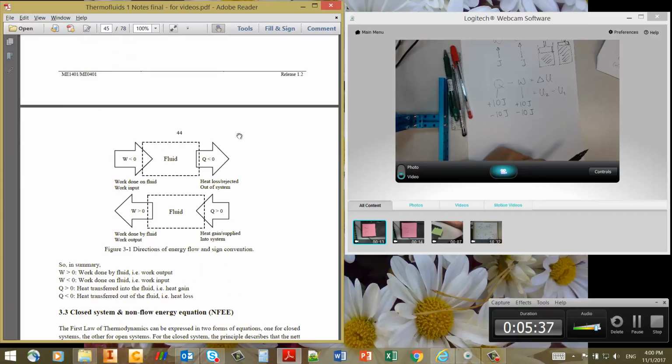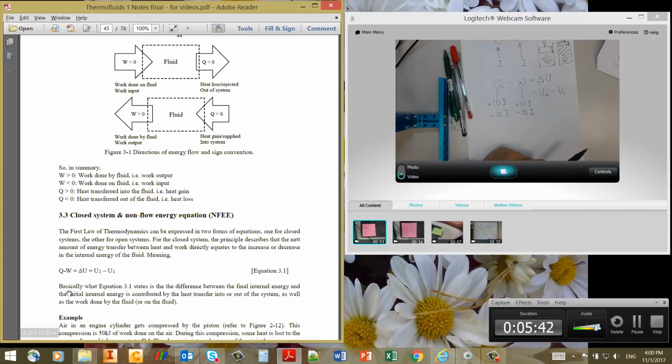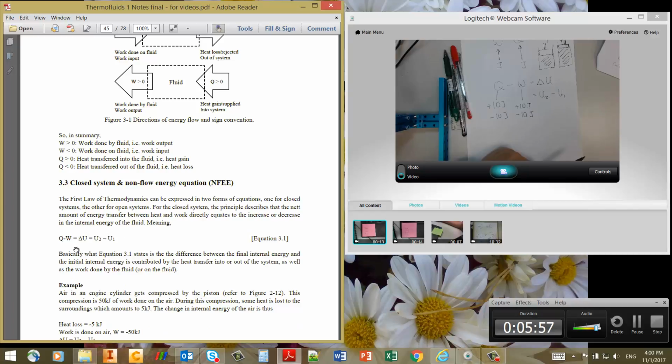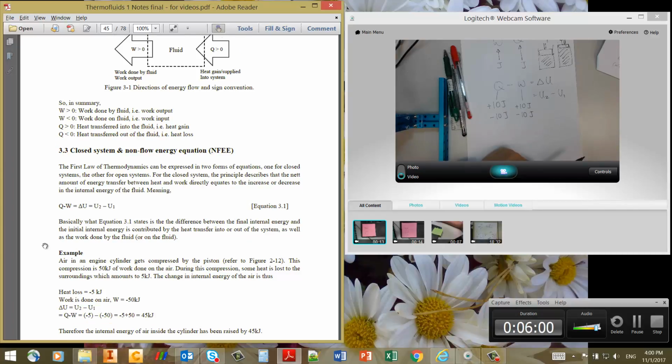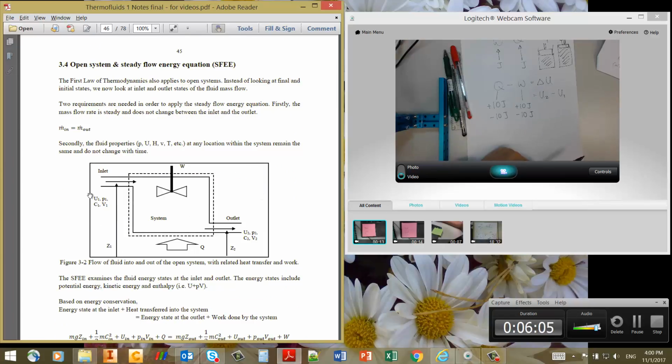It is shown here in the notes. This here, equation 3.1, is your Q minus W equals delta U. This is the non-flow energy equation, meaning for a closed system you use this equation. But for an open system, this is a very generalized picture of any open system. It can be boilers, condensers, diffusers, anything. There will be an inlet, there will be an outlet, and within the system something will be done.